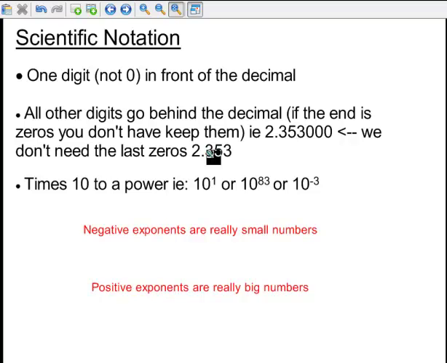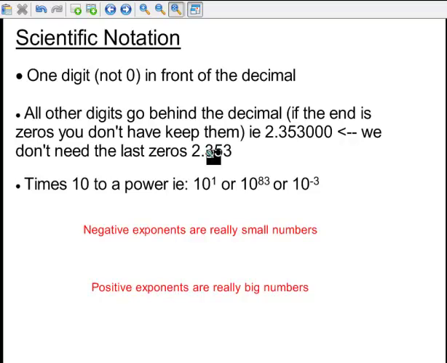Scientific notation. Scientific notation is something that is used a lot in both science and math. It is a way to express really big numbers or really small numbers in a small amount of space.